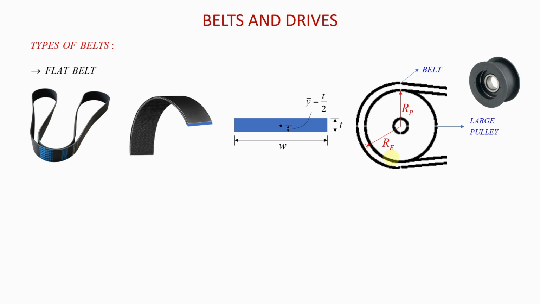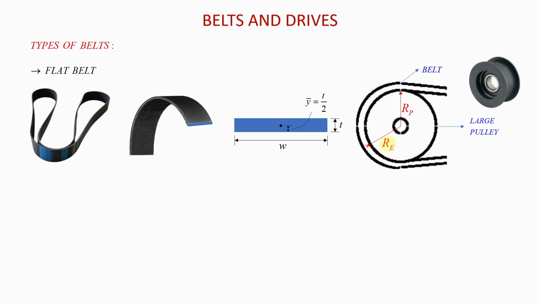And so, as you can see, the effective radius is different from the radius of the pulley. The radius of the pulley does not take any measurement into the belt. It's only the radius of the pulley. However, the effective radius of the pulley will go from the center of the pulley all the way to the centroid of the belt.